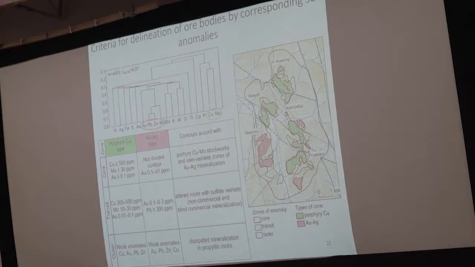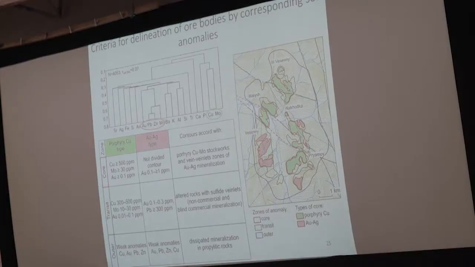According to the correlation between elements concentration, there are two basic types of mineralization of the binary trend: porphyry copper type and gold silver with base metals epithermal type. We offered criteria to delineate prospective ore bodies by their corresponding anomalies in soils. Basically, we analyzed the structure of the geochemical field and marked its core, transit, and outer zones, where core zones correspond to ore bodies.